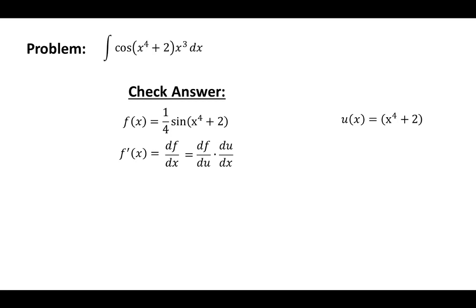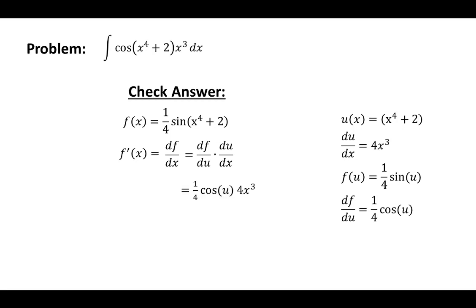So our u of x is going to be x to the fourth plus 2. Our f of u is going to be 1/4 sine of u. And now we have to solve for du dx, which is going to be 4x cubed. Our df du is going to be 1/4 cosine of u. And now we can go ahead and plug our df du and our du dx in for these differentials up here.